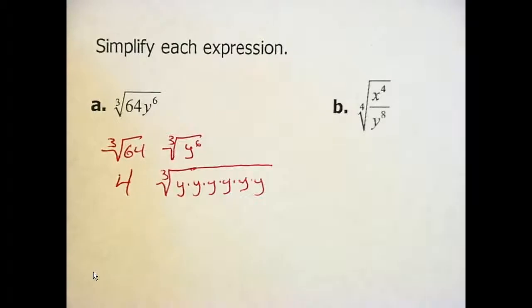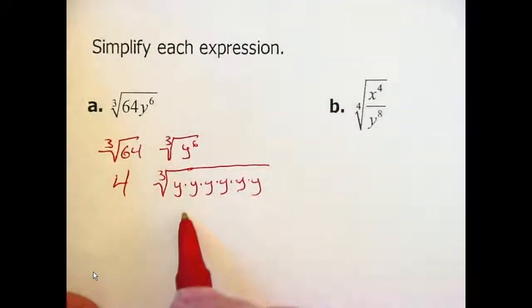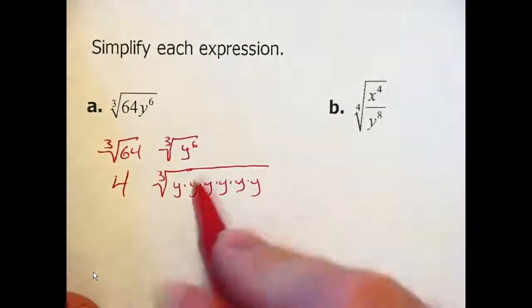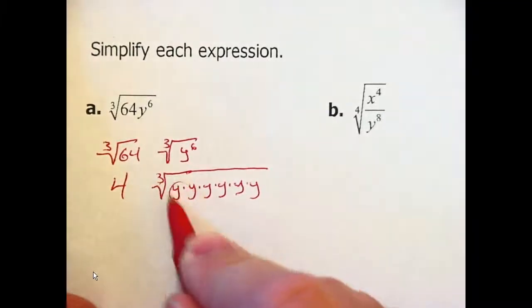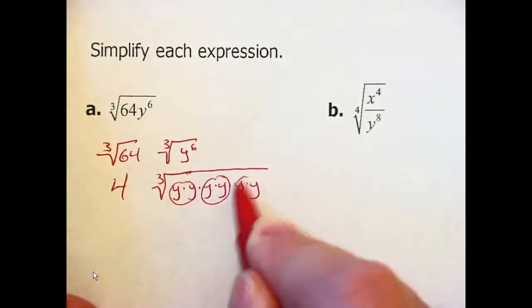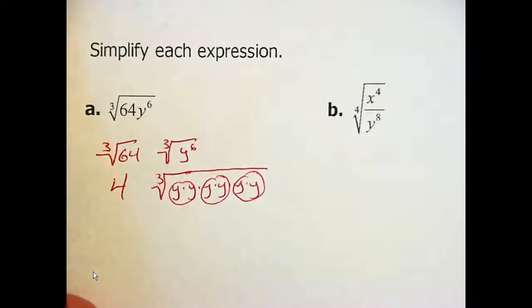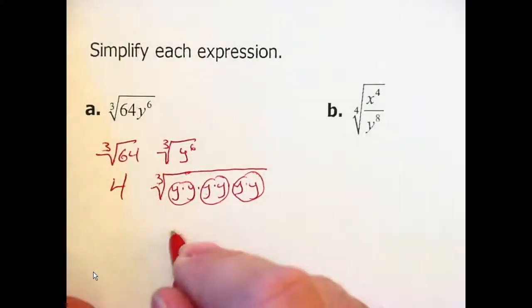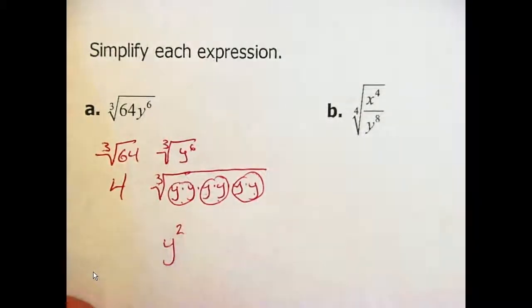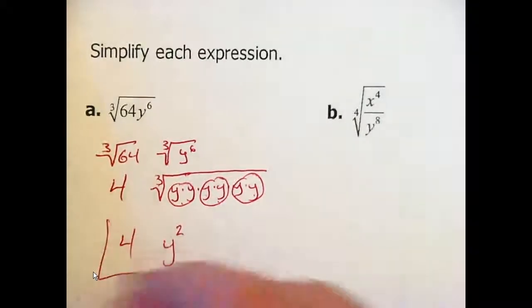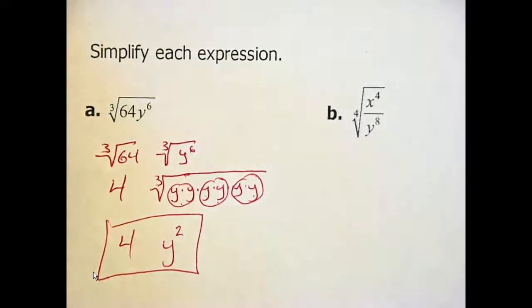Okay? So when I'm doing that, this tells me how many groupings of y's I need. Right? So that means my answer is, each grouping is a y squared. Okay? That is what that factors to. 4y squared.